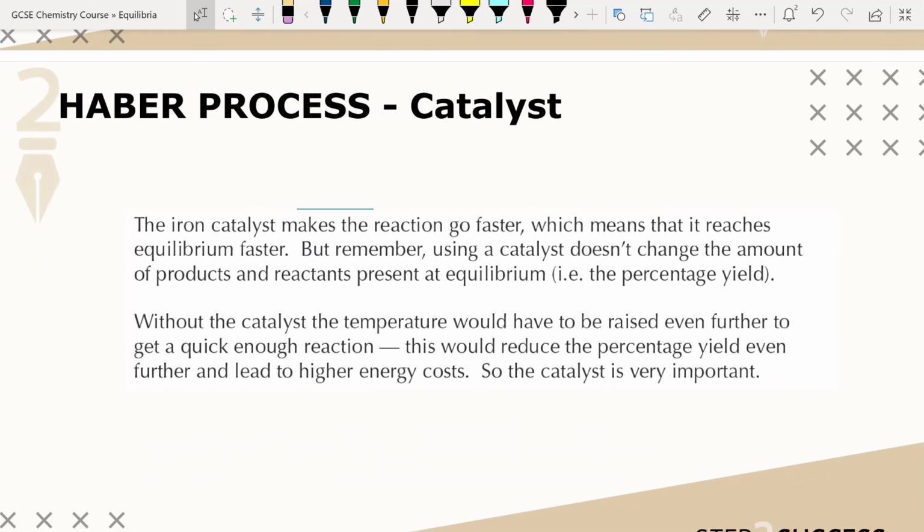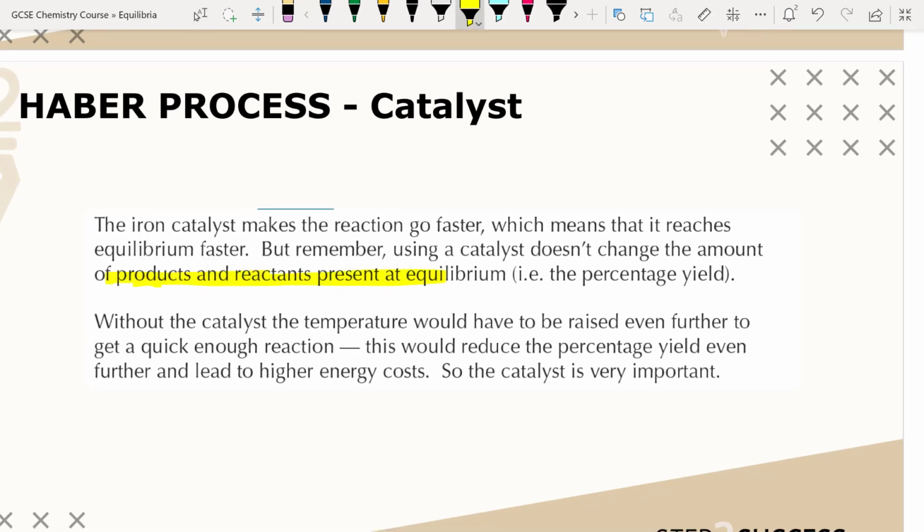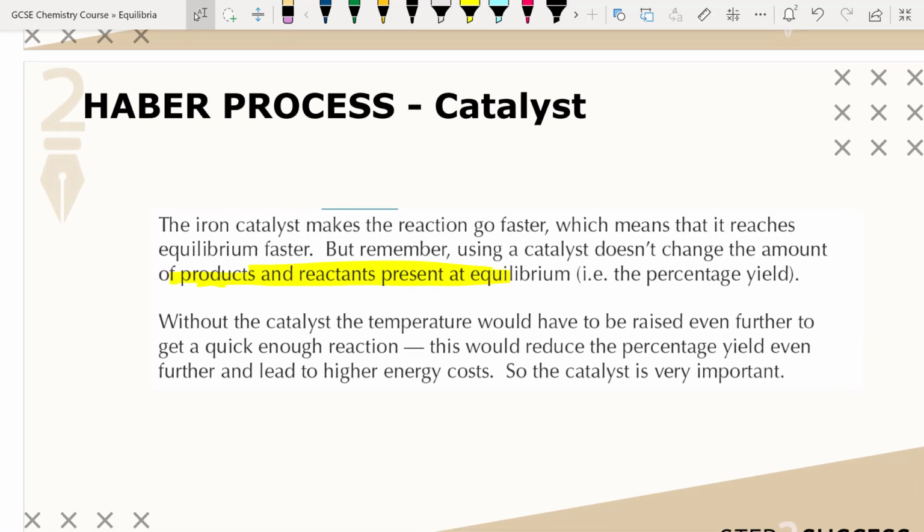And lastly, in that Haber process, we also just add a catalyst. And the iron catalyst, as we have seen before, makes a reaction go faster, but it doesn't get used up, so it doesn't change the amount of products and reactants. So it doesn't actually affect how much is produced. It just happens more quickly. And without the catalyst, the temperature would have to be raised even further to get a quick enough reaction. But then, as we saw, higher temperatures result in less yield of ammonia. So having that catalyst helps to solve that problem a little bit. It essentially reduces your energy costs and ensures that we still get quite a lot of ammonia being produced. So it is quite an important part of this process.